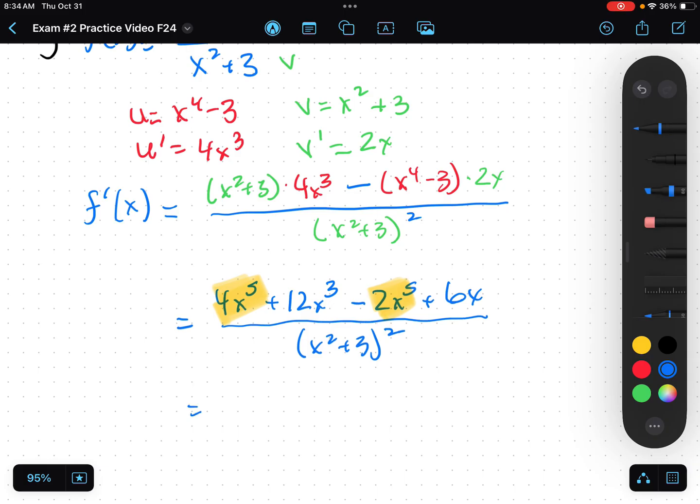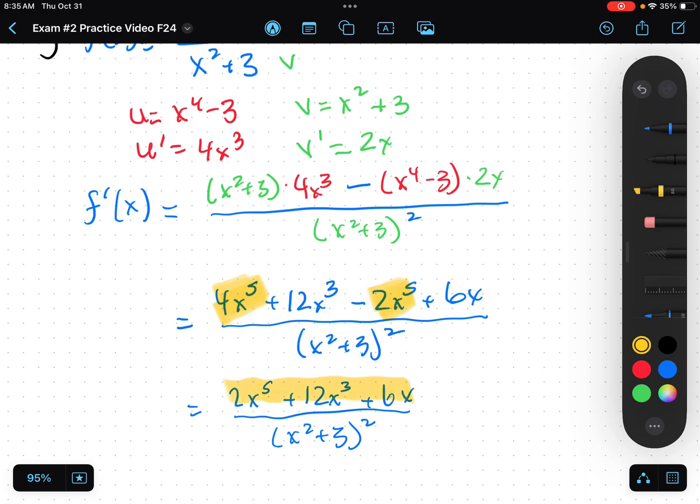So this is going to be 2x to the 5th plus 12x cubed plus 6x, sorry, over x squared plus 3 squared. That looks good. All right. Whew. Had a rough go during this video, but I think we've got these solutions now. Let's see if we can highlight this a little bit. So that's the form we're shooting for on that particular problem.